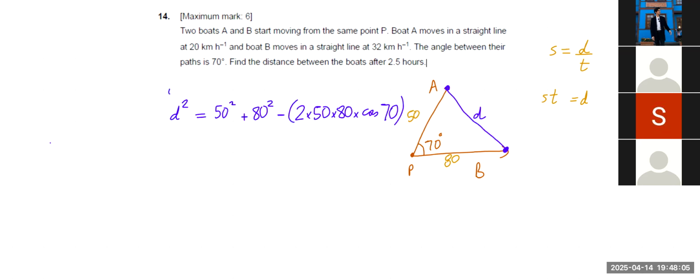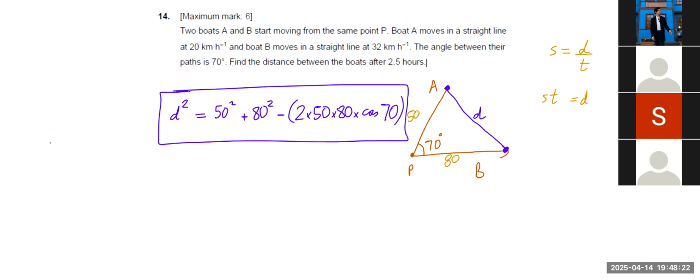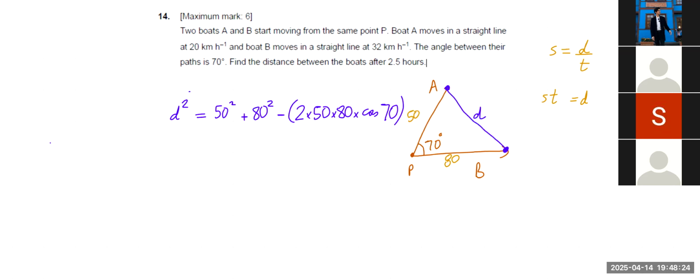Why did Sophia say that, since we're trying to find D, we have to make D the subject? The thing you're trying to find needs to be the subject, okay? Always. In the cosine rule, if you do not make the thing you're trying to find the subject, you cannot solve it. I mean, you could solve it, it's just going to be a very big pain. So don't do that.